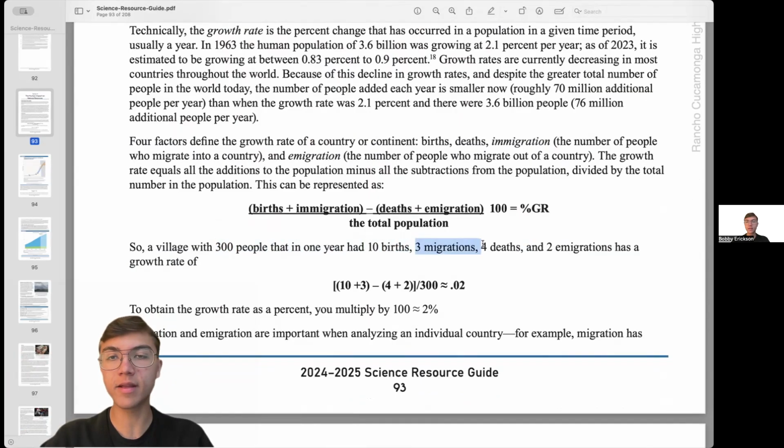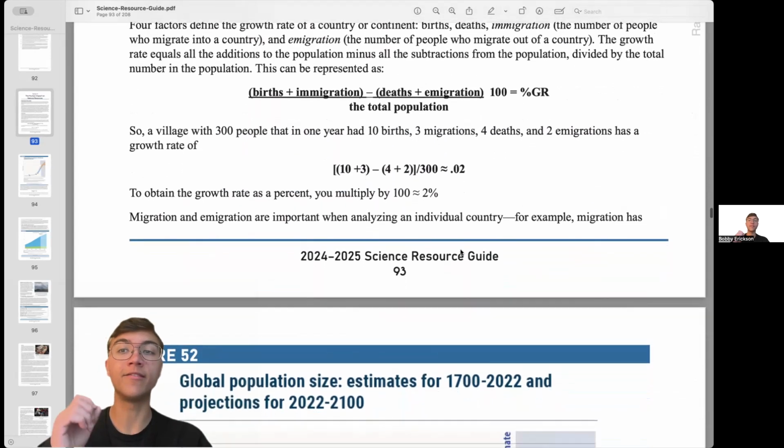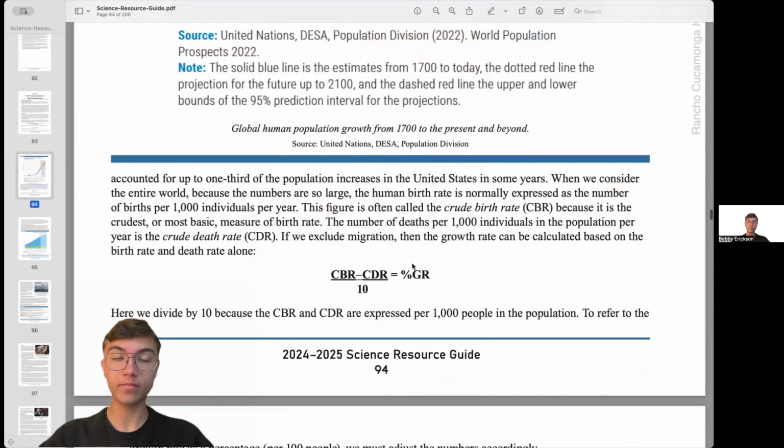Okay, so if this is the example they give, if we have a village of 300 people, 10 births, 3 immigrations, 4 deaths, 2 emigrations, we actually get 10 plus 3, so 13, minus 4 plus 2, 6, is 7, divided by 300, so a growth rate of about 2%, because we multiply by 100. So migration and immigration are very important when analyzing individual countries. We can actually look at population increases in the United States, and immigration accounts for 1/3 of all of the population increases in the United States. So immigration is very important to keeping a higher or lower growth rate in a population.